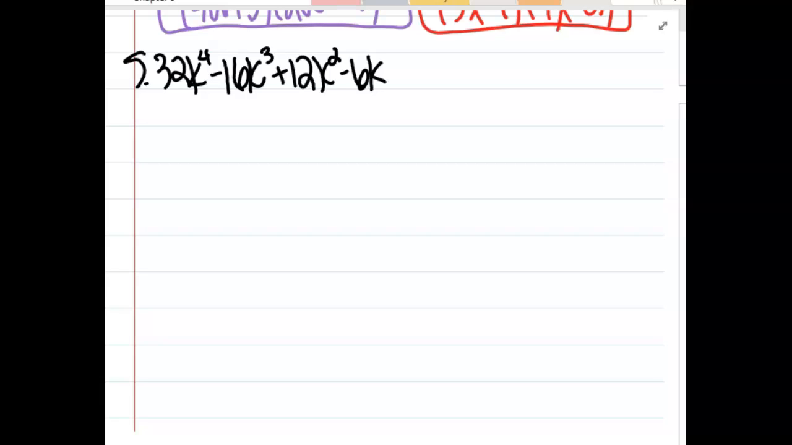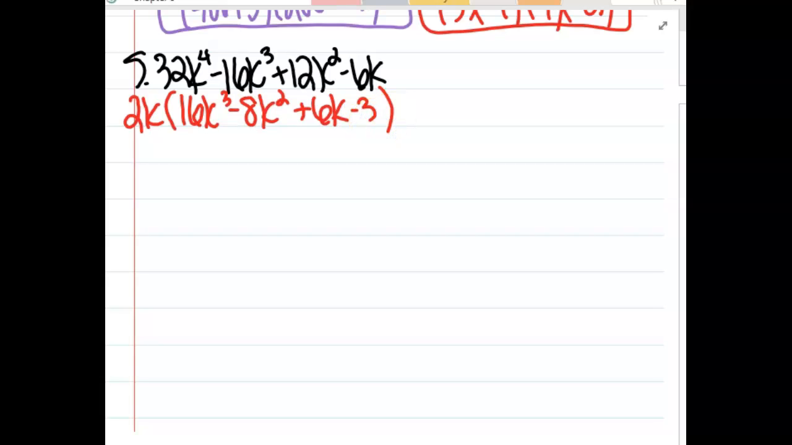It's at 16. What else do I have in common? A 2. See, they all have a k. The first thing you have to do is factor out a 2k from all 4 of them, because all 4 of them have that 2k in common. So when I factor out a 2k, we're going to get 16k cubed minus 8k squared plus 6k minus 3.